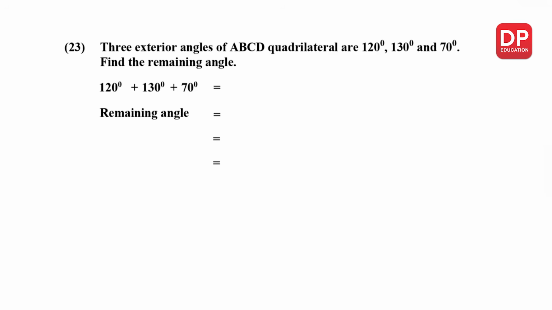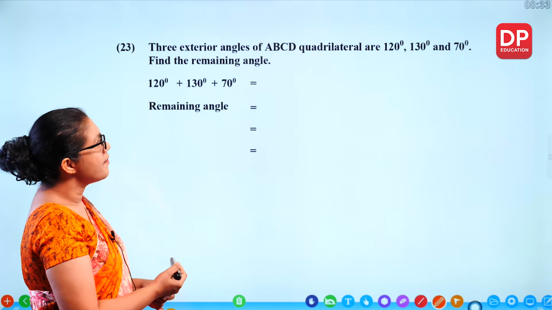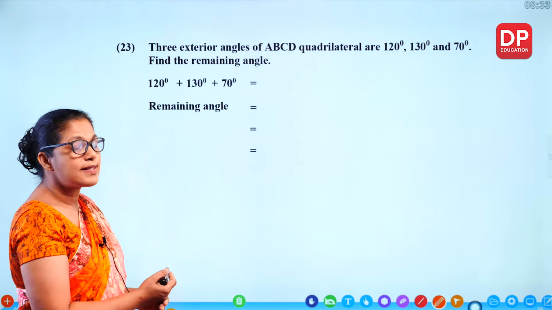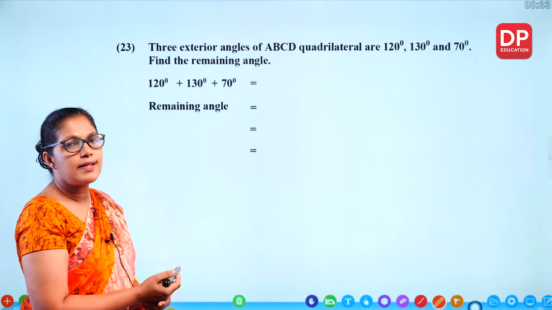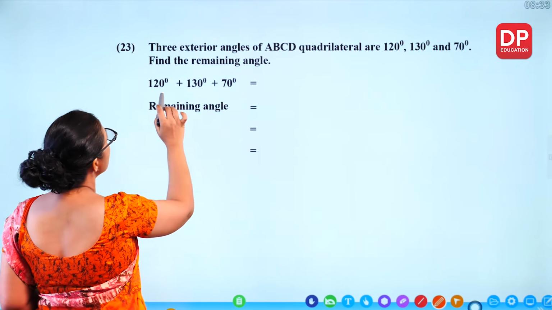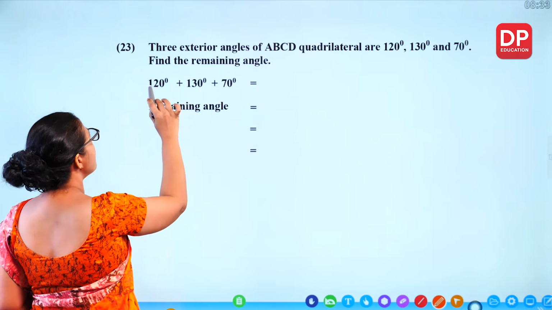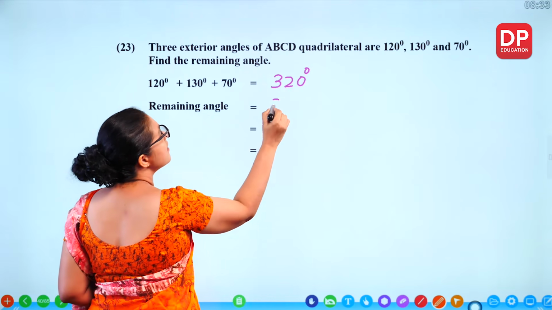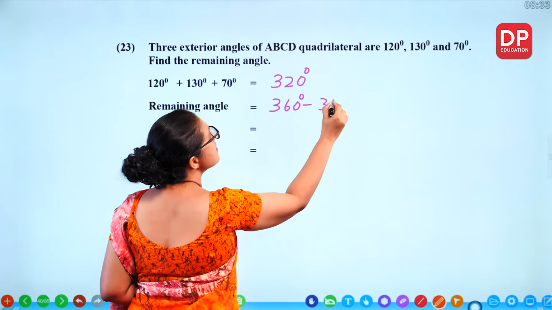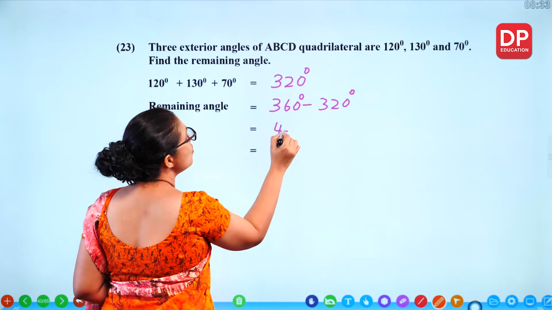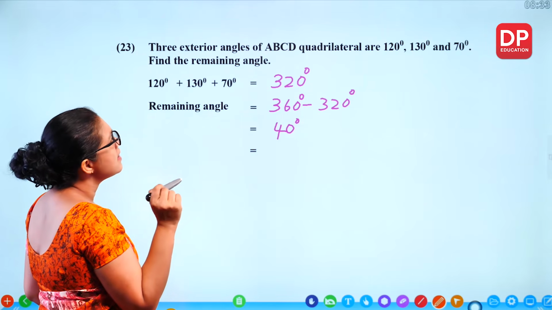Look at this question. 3 exterior angles of ABCD quadrilateral are 120, 130 and 70 degrees. Find the remaining angle. So we know the sum of all 4 exterior angles add up to 360. So we'll first add these 3. You get 200 and 320. Remaining angle is 360 minus 320. So what's the remaining angle? That's equal to 40 degrees.